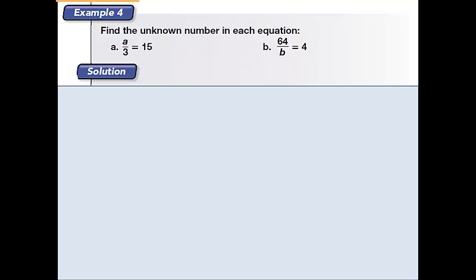Example 4, we're going to find the unknown number in each equation. This is doing division. So what's the opposite of division? It is times. So that should give you a clue as to how you need to do these. Think about this. How would we find out the unknown in both of these equations?